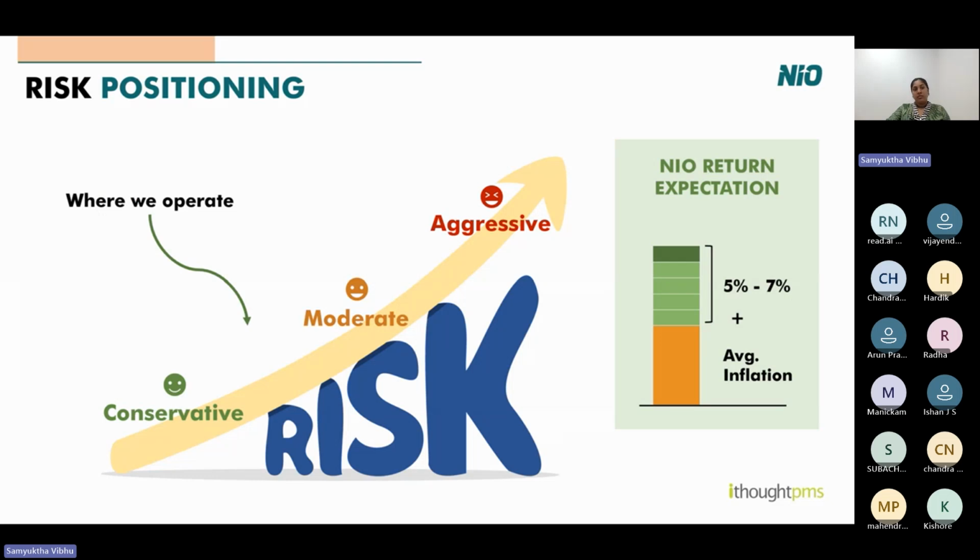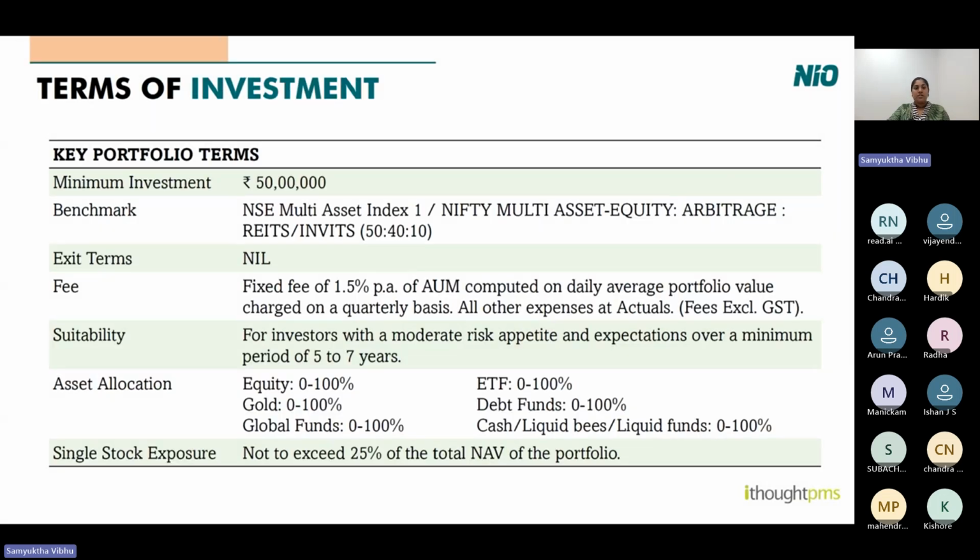So where do we sit in terms of risk? I think NEO being a multi-asset product would be somewhere between conservative and moderate in terms of risk appetite. The basic idea being that yes, it's a multi-asset portfolio, but we are also taking more concentrated thematic bets within this, which essentially means that it can be a little bit higher risk than a conservative product. Right? So this is where we are.